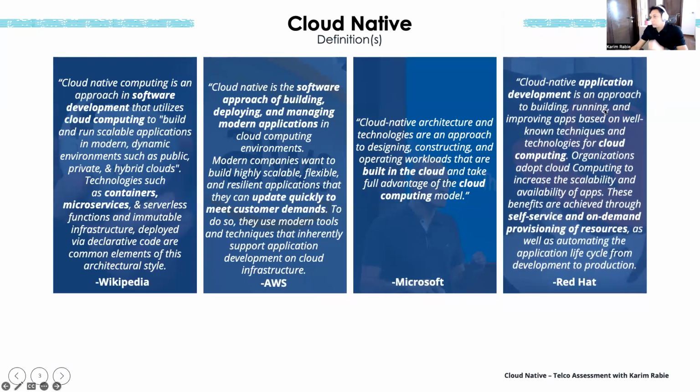From Red Hat, cloud native application development, you will always see the application development. You'll always see software development. That's a main brick of being cloud native. It's an approach of building and running improving applications based on well-known technologies for cloud computing, as we said. Organizations adopt cloud computing to increase the scalability and availability of apps, hopefully. And then these benefits are achieved through self-service and on-demand provisioning of resources. If you take these two things, self-service and on-demand provisioning of resources, these are actually the main characteristics of a cloud computing model. So it's as if it's telling you that you can only achieve these benefits if you embrace the cloud characteristics or the cloud operational models.